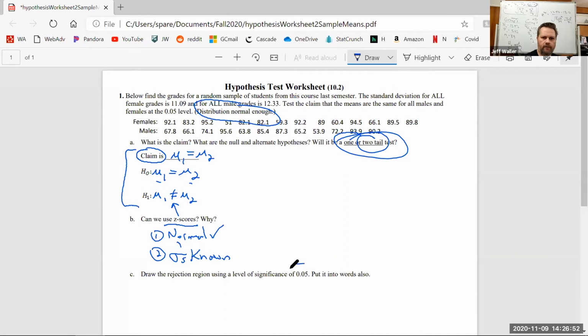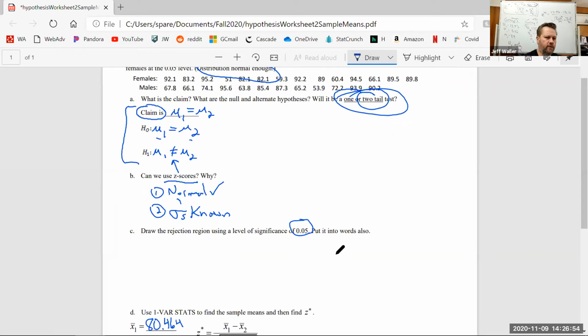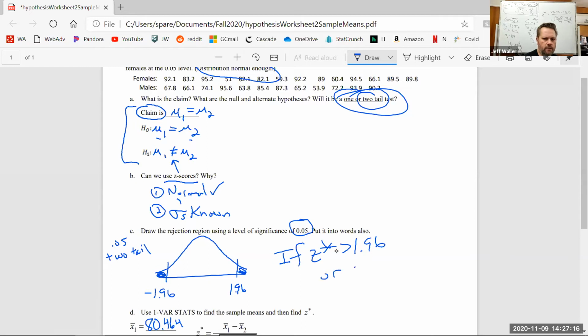So now I've got alpha of 0.05. And again, we just did this basically. It's 0.05. It's a 2-tailed test. This is the one we just did, remember? So this would be negative 1.96 to 1.96. It'll be the same thing. If z star is greater than 1.96 or less than negative 1.96, we can reject. What can we do, Jeanette? We can reject the null and support the H1. All right.